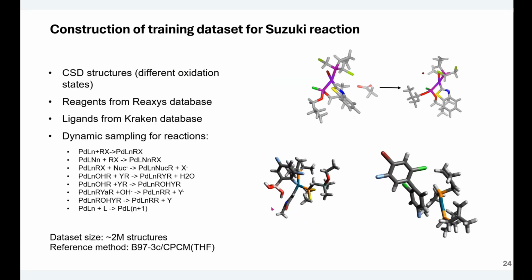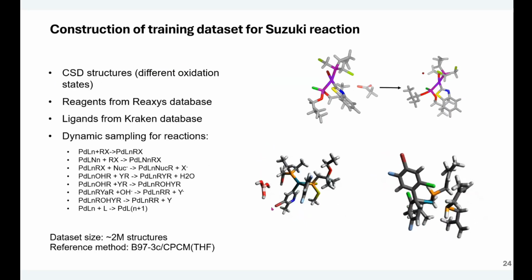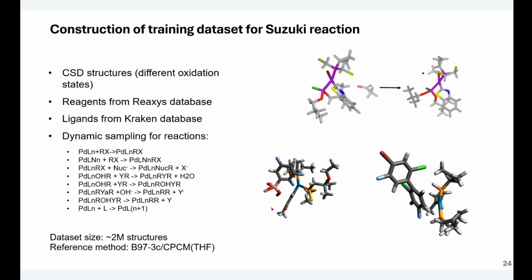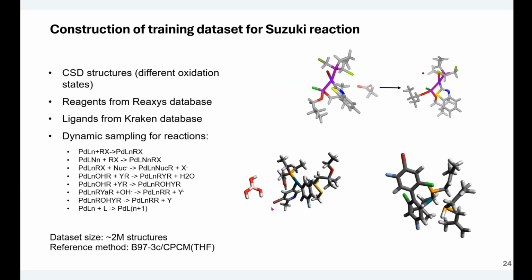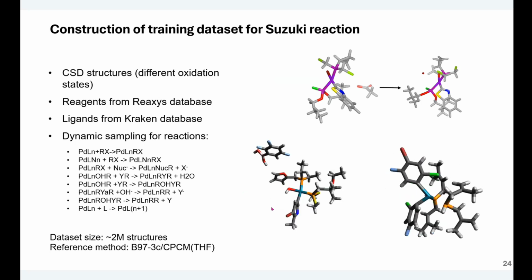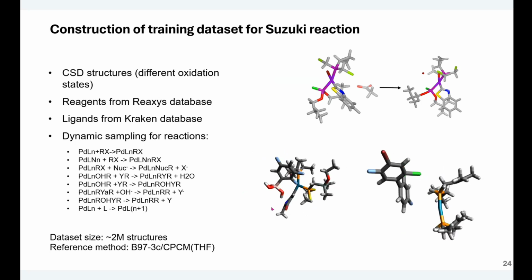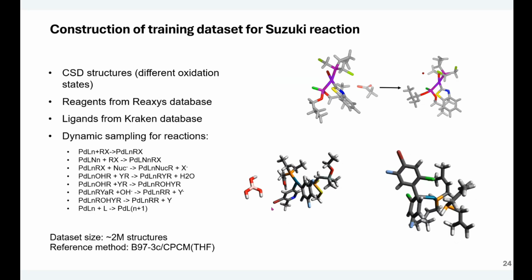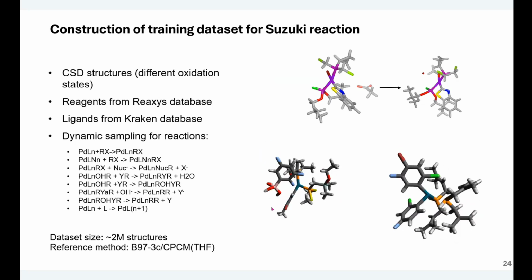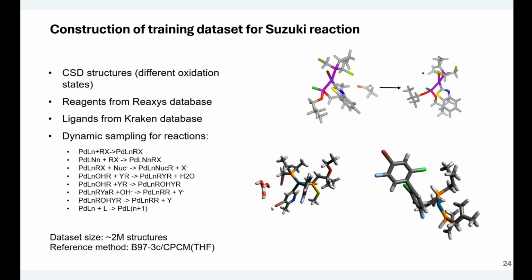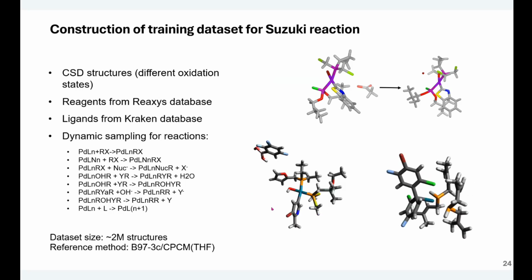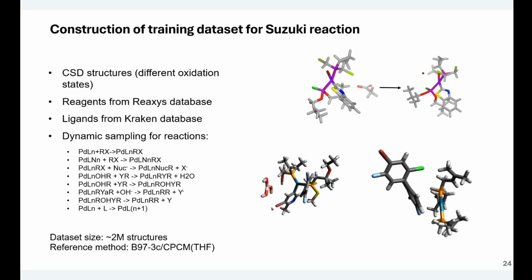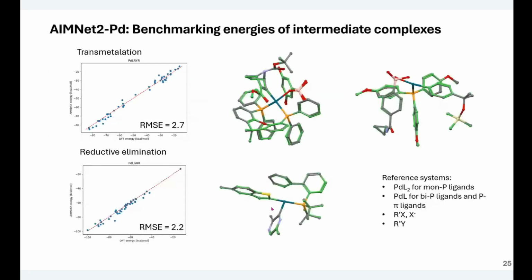So for this reaction, we developed a data set. We again mindlessly sampled the different stages of this reaction with different ligands, different organic molecules, and collected a data set that we believe is good, and tried to apply this trained AIMNet model to see if it would be useful for modeling palladium catalyzed reactions.